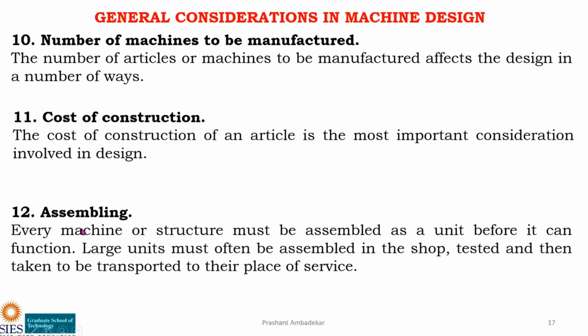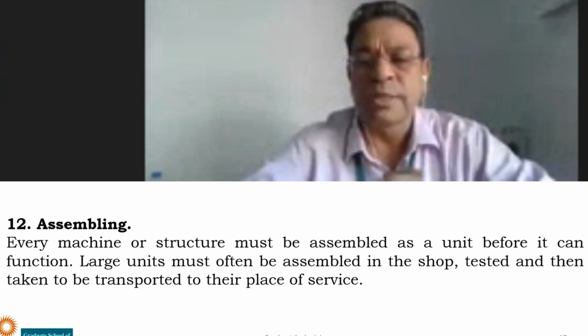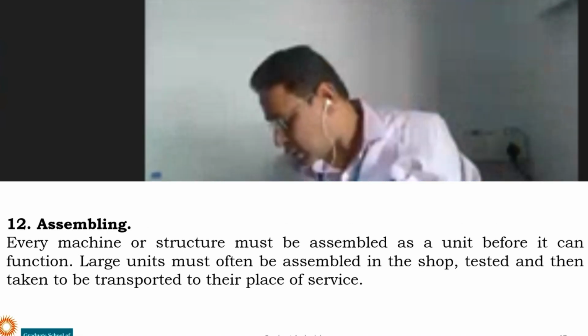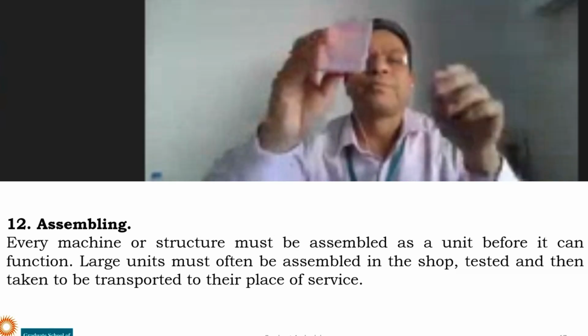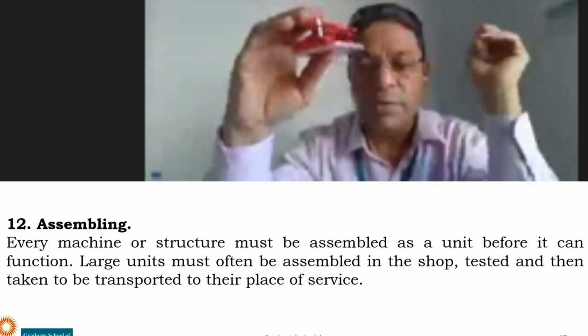Then assembling. Every machine or structure must be assembled as a unit before it can function. Large units must often be assembled in the shop, tested, and then transported to the place of service. So every machine or structure must be assembled as a unit before it can function. For example, consider this punching machine.